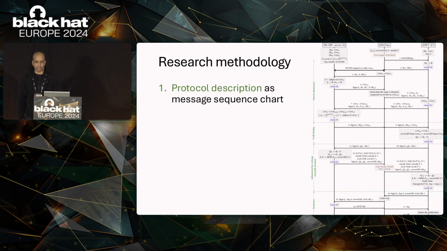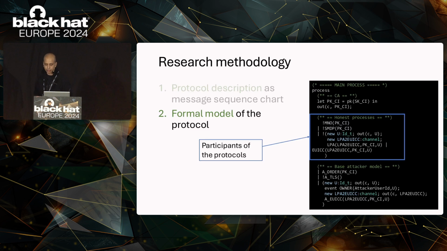So let's quickly recap how we did it. First, we went through the specification, which is around 400 pages long, in multiple places, and there are also sub-related specifications. We built a simplified sequence chart, including all the security-critical pieces of information. Second, we modeled it according to the sequence chart in the ProVerif protocol analyzer, a formal modeling tool.